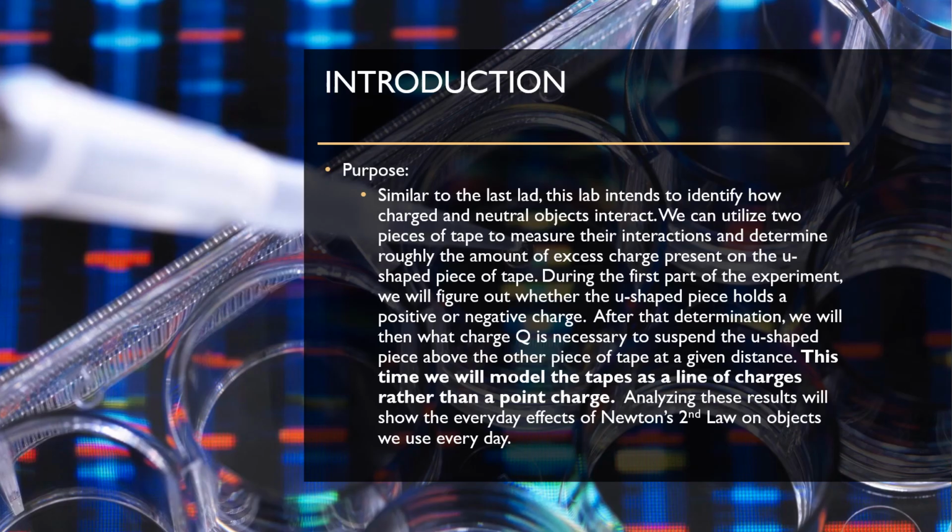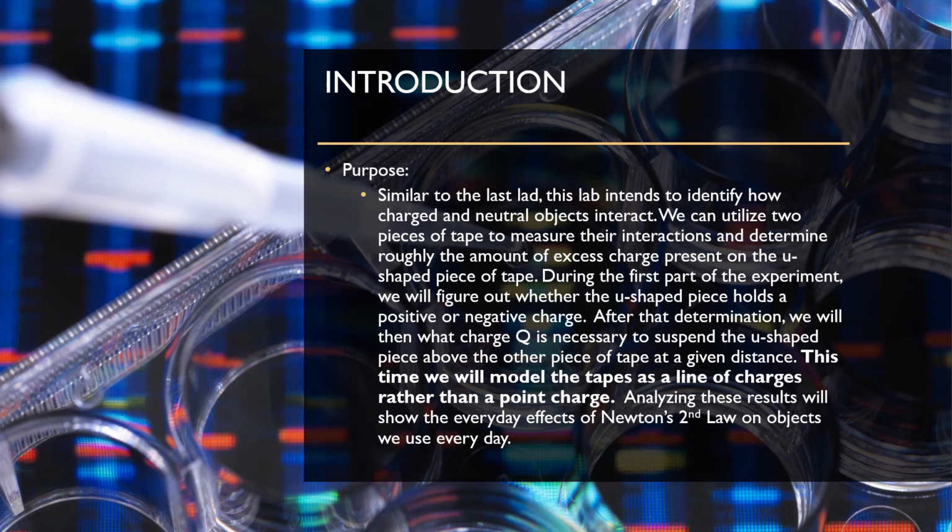To introduce, similar to the last lab, this lab intends to identify how charged objects interact with neutral objects. We'll utilize two pieces of tape to measure their interactions and determine roughly the amount of excess charge present on both. During this first part of the experiment, we'll figure out whether the piece of tape holds a negative or positive charge, similar to the last experiment.